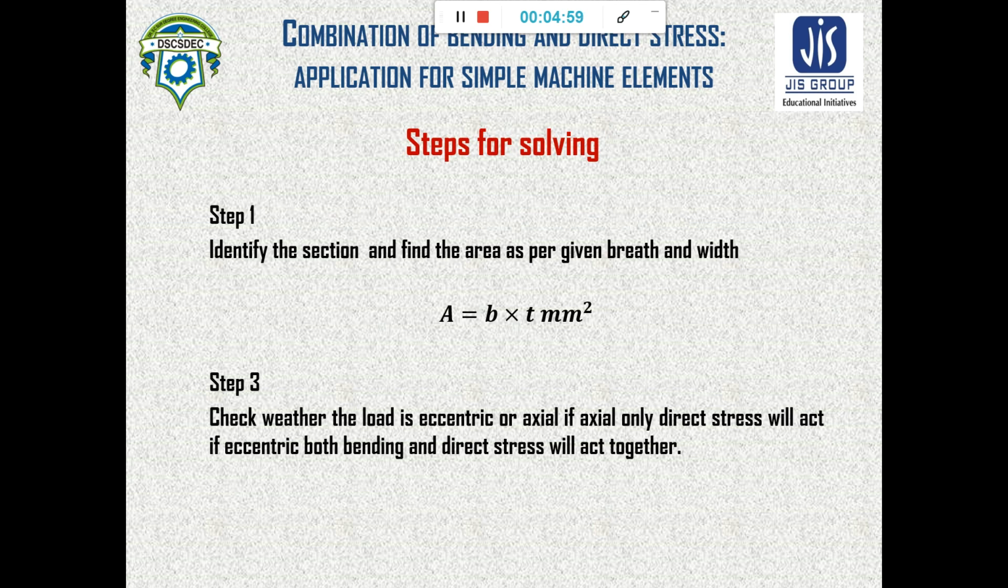So let's start with the steps for solving. First we need to identify the section, that means the cross section should be identified. See here, for the case of the drill machine frame, the drill machine frame is nothing but a column.